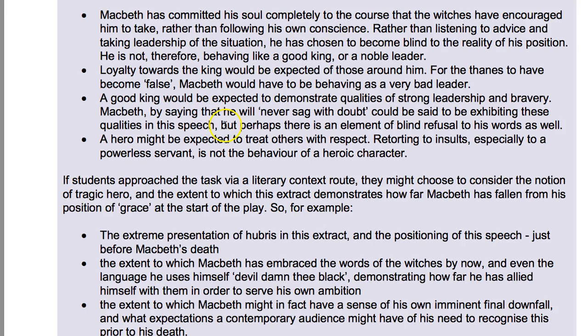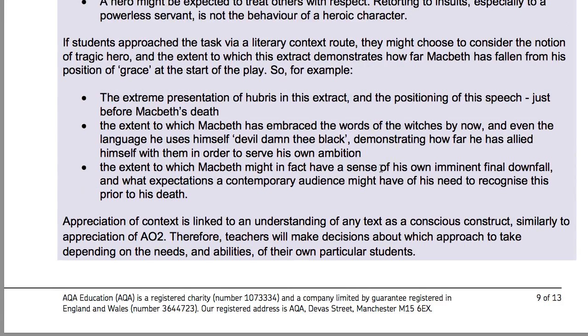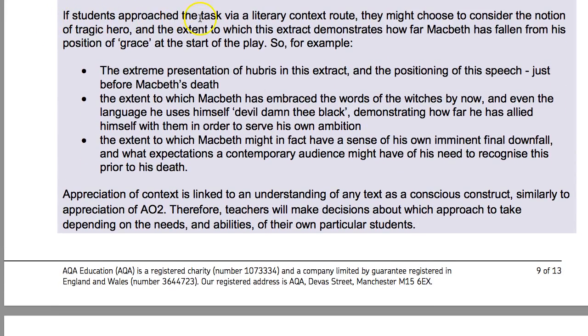in this speech, but perhaps there is an element of blind refusal to his words as well. In other words, the examiner is suggesting that he should be feeling doubt, but he's blindly refusing to, and the Thanes pick up on this, and that's why they defect. A hero might be expected to treat others with respect. Instead, Macbeth resorts to insults of his servant here, especially to a powerless servant, and that's not the behavior of a heroic character. Or students could approach the task via a literary context route.